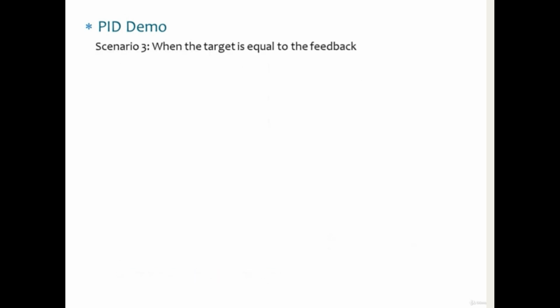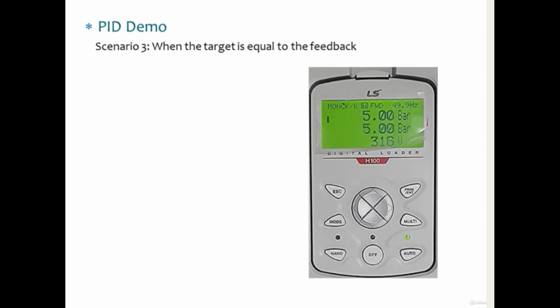Now the question comes, what if the target is met? Then what will be the action? In that case, VFD will hold the speed constant at whatever frequency it got the target. It will hold that speed as long as there is no difference between the target and the feedback. In this demo, we can see the behavior.